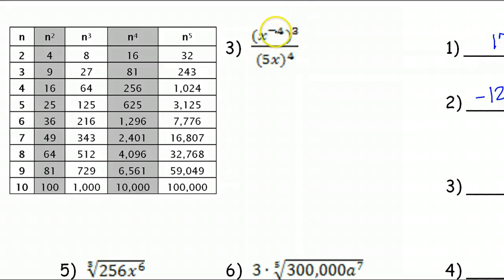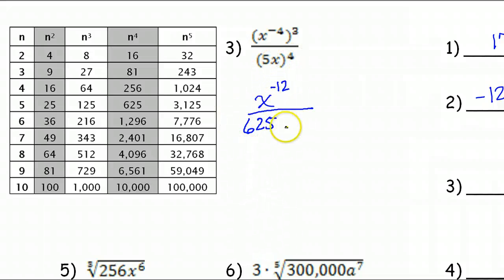A power raised to a power, you multiply. So that is going to give me x to the negative 12th power. Now down here I have to do actually 5 to the 4th power. 5 to the 4th power is 625. In the past I have often said to you, you can just leave it as 5 to the 4th power. But that's when we didn't have a table. If you have a table, you have to go ahead and write 625.